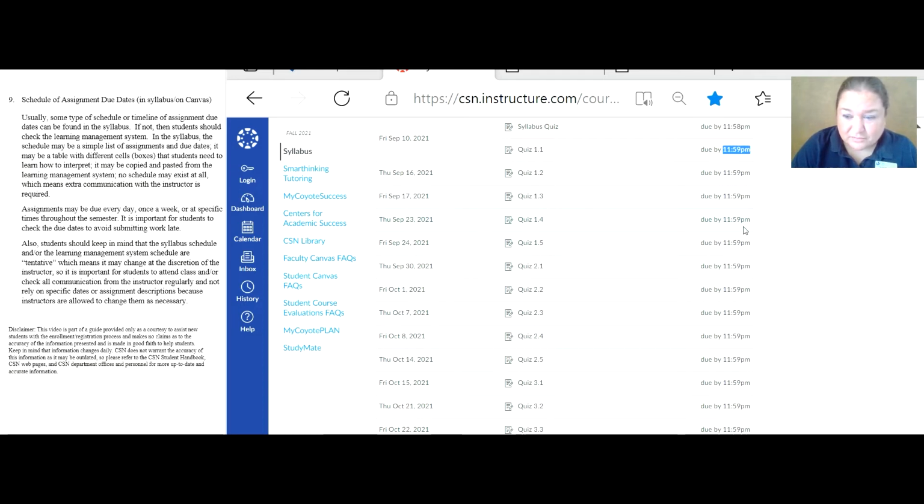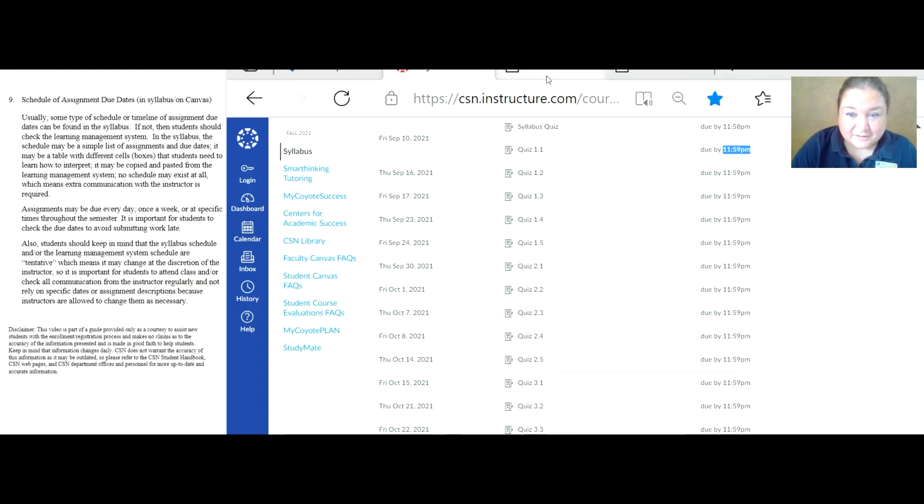Some instructors may say 11:59 a.m. or noon, which is in the middle of the day. A lot of students make a mistake in understanding the time that the assignment is due. So please check the syllabus and confirm with your instructor about the due date, the actual item due, and the time the item is due.